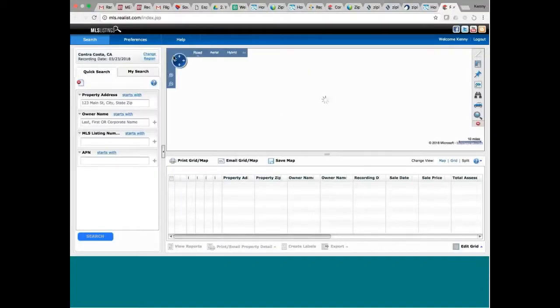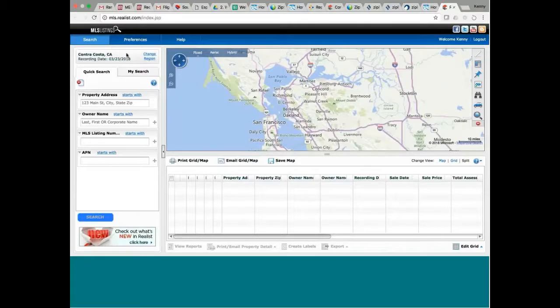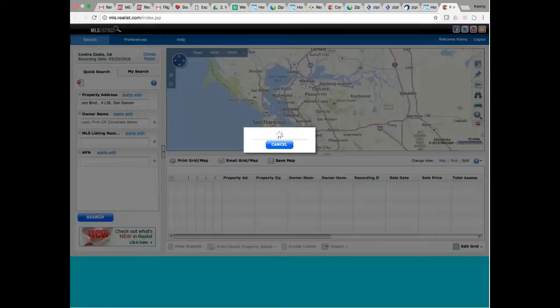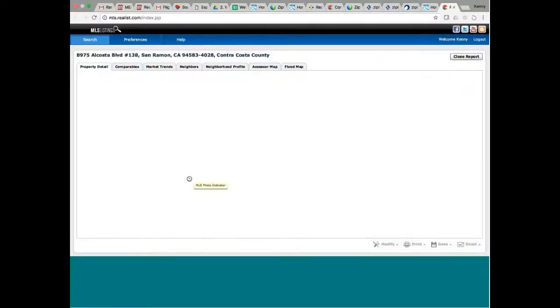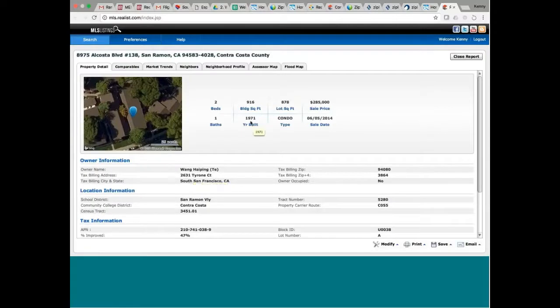First of all, make sure you got the right region, Contra Costa, because San Ramon is in Contra Costa. So all I need to do is just punch in the address, which is this address right here, and then click search. And right away I got the property here. And this is the owner's name. TE stands for trustee, so I know it's a trust.